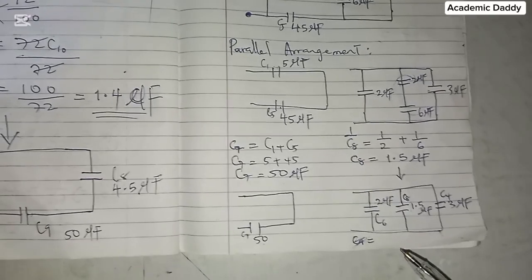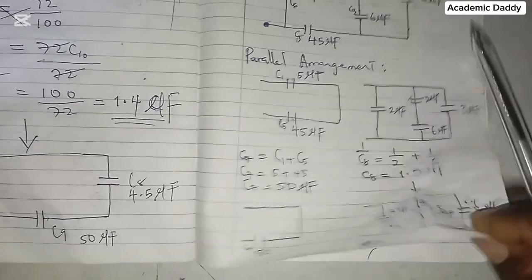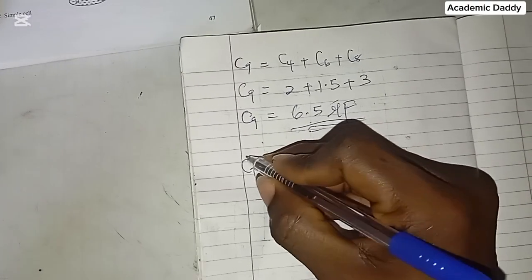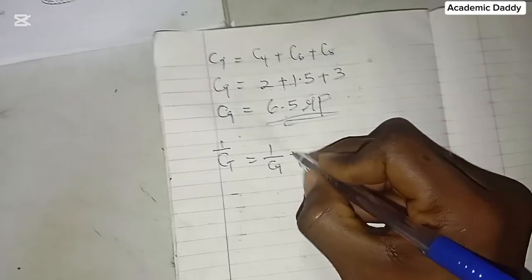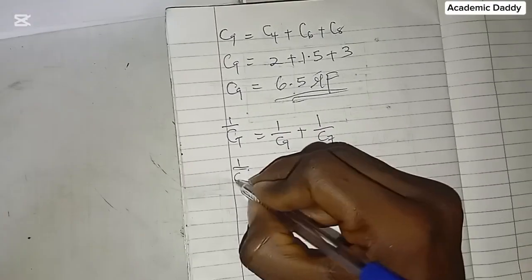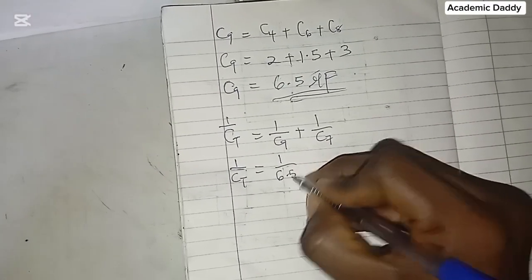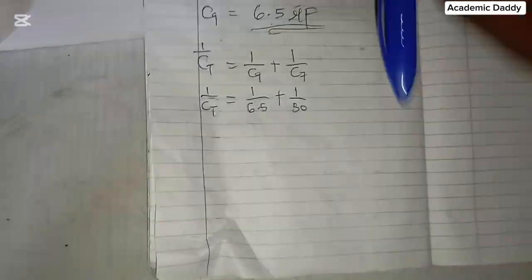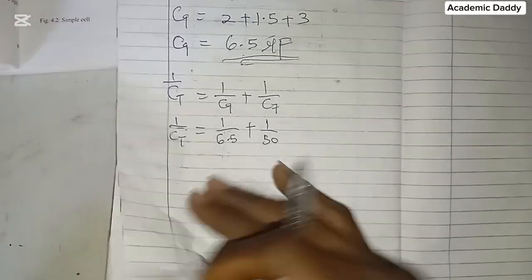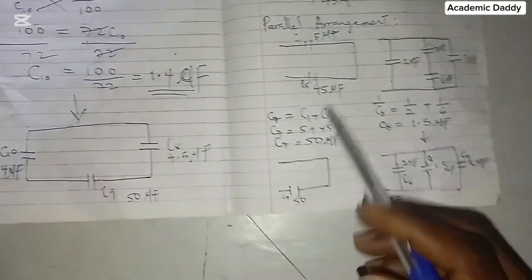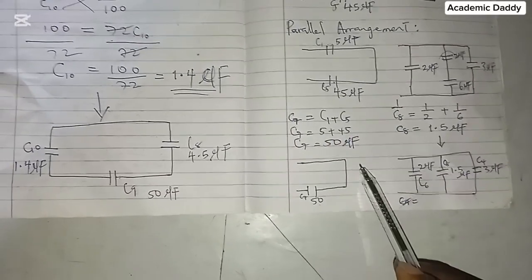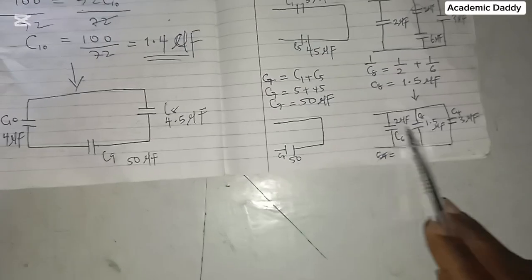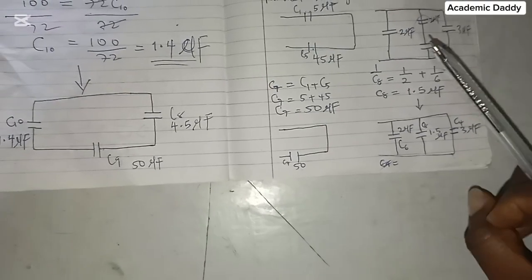So what I'm going to sum up for C total is simply C9 and C7. By the time I sum up C9 and C7, and they are in series now, 1 over CT equals 1 over C9 plus 1 over C7. So 1 over CT will simply be equal to 1 over 6.5 plus 1 over 50. You need to see this thing this way. I'm able to see it this way because I solved this one and broke everything down. When we solve something in parallel, we take it that it has now formed something in series.